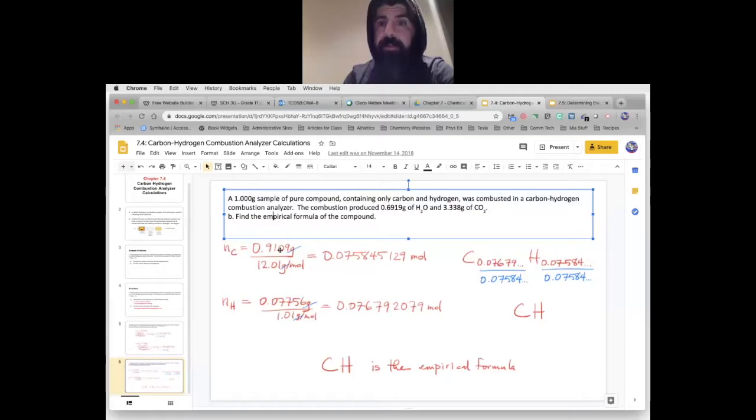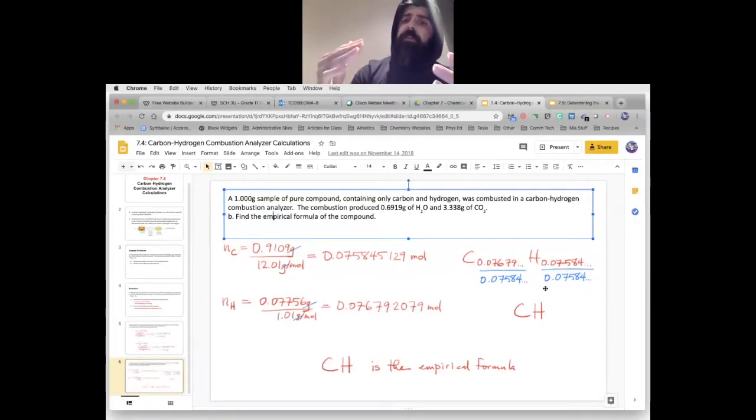So we take the value that we found in part A, and we divide them by their respective molar masses. In this case, this is the mass of carbon, and we divide it by the molar mass of carbon to find the number of moles of carbon. We take the mass of hydrogen that we found in the first part, and we divide it by the molar mass of hydrogen to find the number of moles of hydrogen, and in which case we end up getting these values, this C something and this H something.